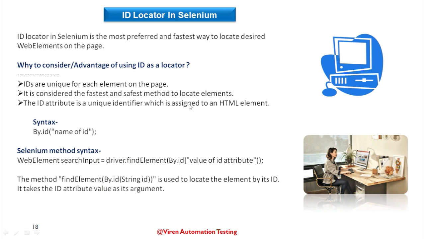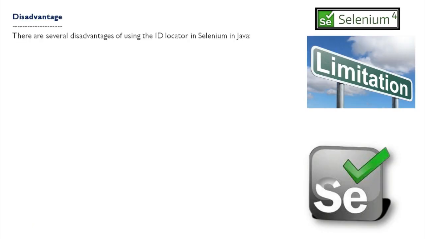Now on what conditions should we not go with the ID locators? There are several disadvantages of using the ID locators in Selenium with Java. This is also one of the most important questions which nobody tells you. What are the disadvantages of using the ID locators in Selenium Java? Everyone knows on what conditions we can go with the ID locators, but nobody will tell you on what conditions you should not go with the ID locators.